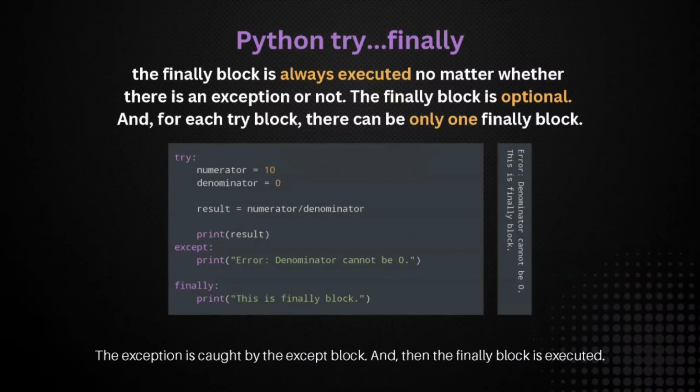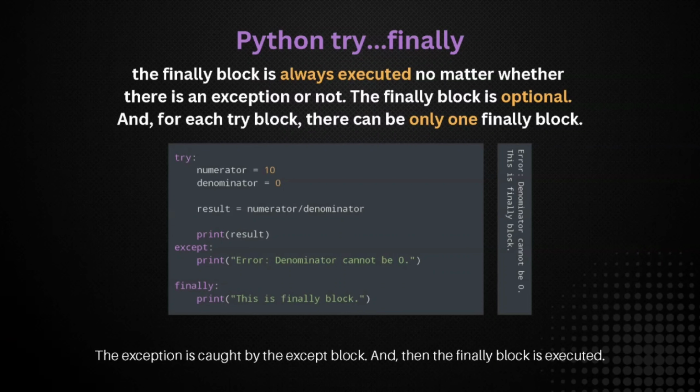Now let's see the try with finally block. The finally block is always executed no matter whether there's an exception or not, and the finally block is optional. And for every try block, there can only be one finally block. We have already seen that we can have more than one except block which handles unique exceptions differently, but the finally block can be only one for one try block, and the finally block will always be executed no matter whether we have an exception or we don't have.